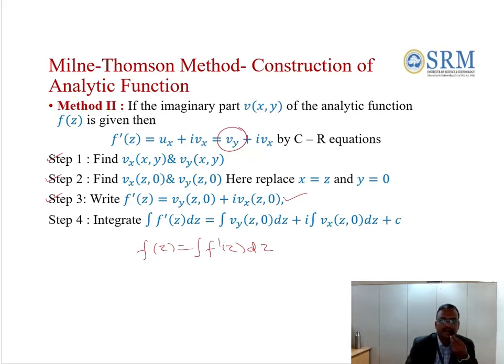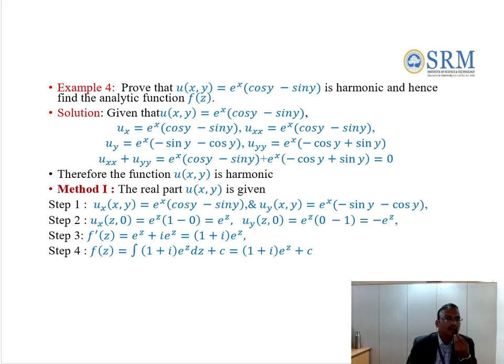Next we'll see some example problems. Example: prove that u(x,y) = e^x (cos y − sin y) is a harmonic function, and hence find the analytic function f(z). So the underlying assumption is u is the real part of f(z), and we have to find out what is v. If you know what is u and v, then we can add it up.